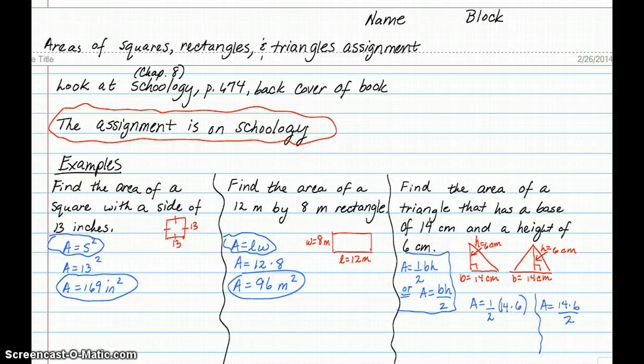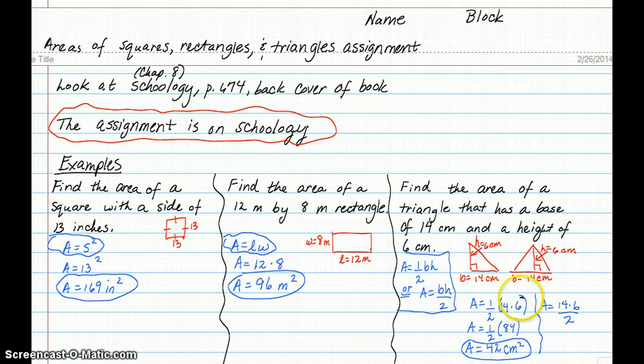14 times 6 can be gotten by going 10 times 6, which is 60, and 4 times 6, which is 24. 60 and 24 is 84, so A equals 1/2 of 84. If you take half of 80, that's 40. If you take half of 4, that's 2, so it's 42. And again, it's area, so it's going to be centimeters squared.